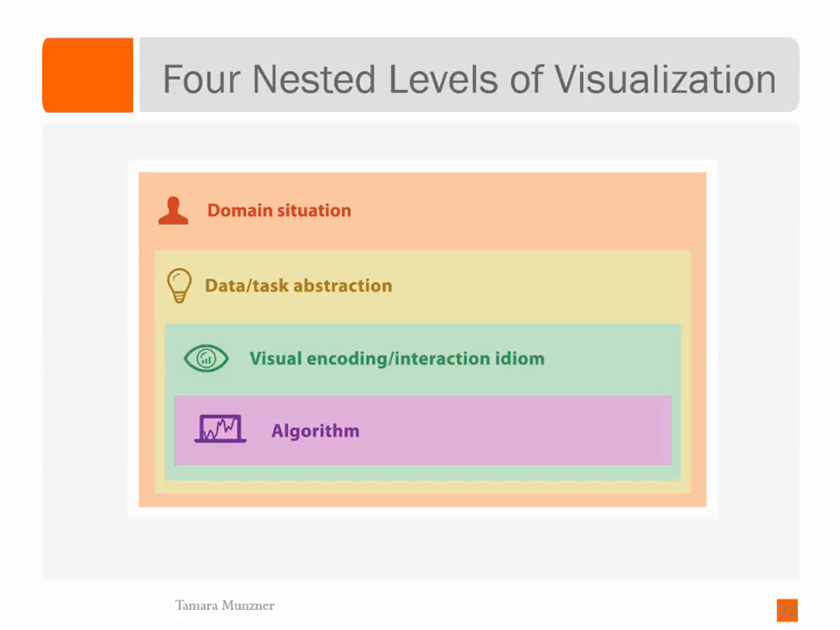Basically it's called the four nested levels of visualization. So the first part of it discusses the domain situation, then the data and task abstraction, how do we do visual encoding, and then do we use an algorithm? And we're going to walk through each one of these and explain what each piece or each level of this is.